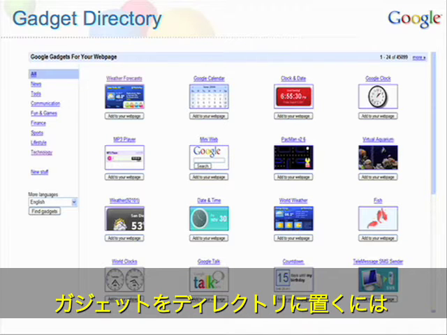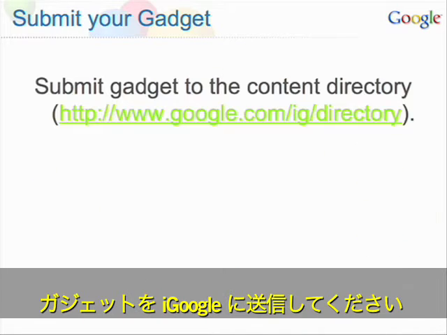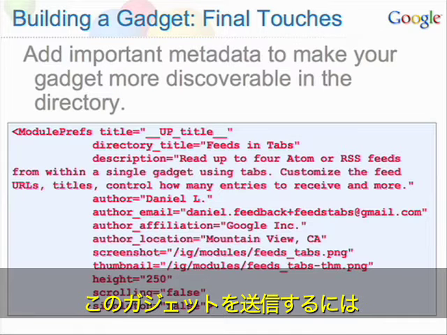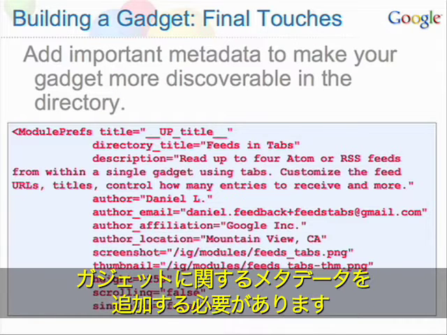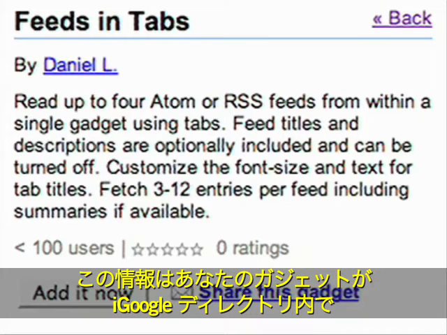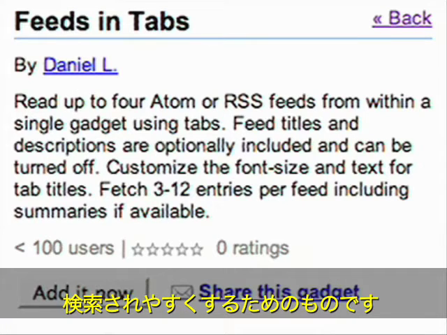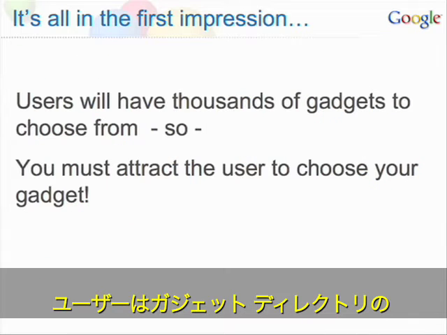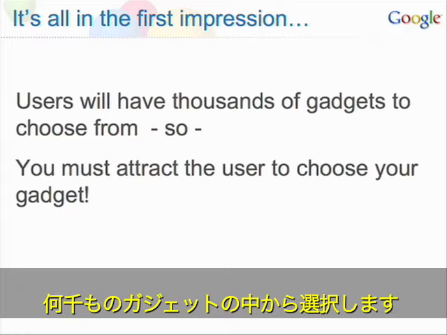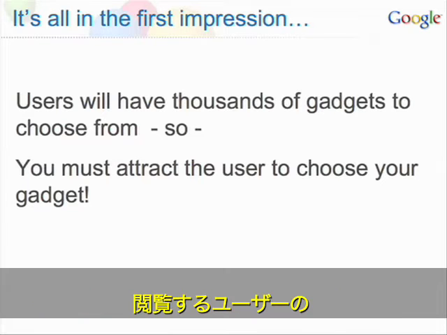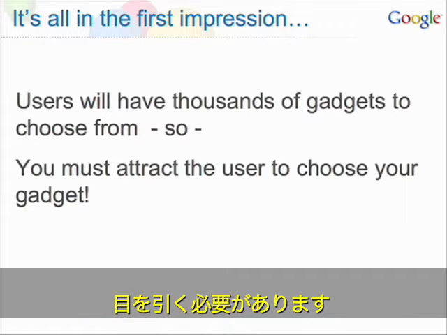How do you get it in the gadget directory? Submit your gadget to iGoogle. In order to be able to submit this gadget, you need to add some metadata about your gadget. This information is what will be used to help make your gadget more searchable in iGoogle's directory. Remember, users will have thousands of gadgets to choose from in the gadget directory, so you must attract a user to your gadget when they are browsing.